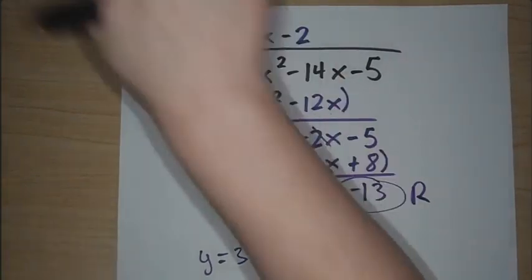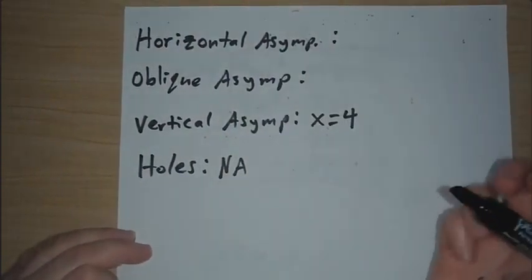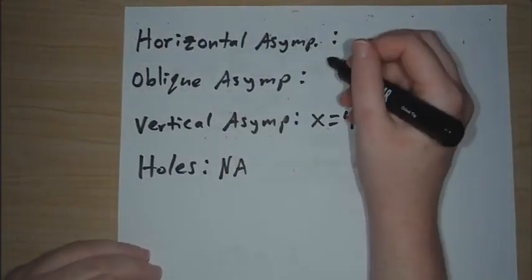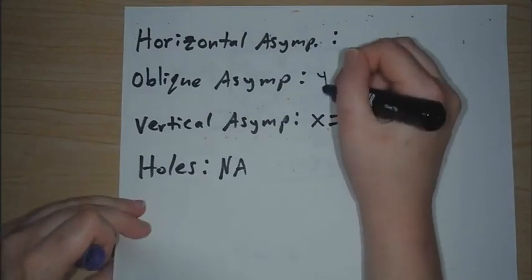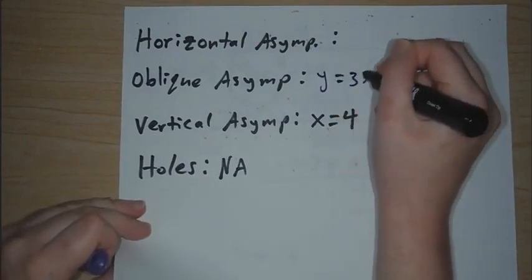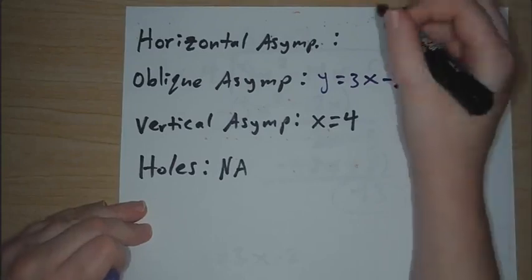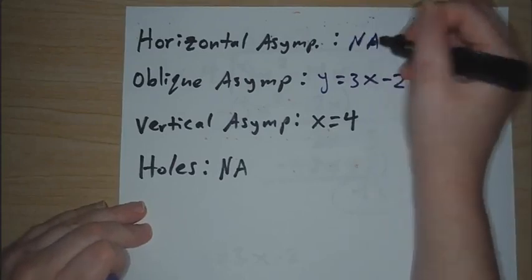An oblique asymptote is essentially an asymptote that is a line. It's a linear asymptote. So we have an oblique asymptote at y equals 3x minus 2, and we have no horizontal asymptote.